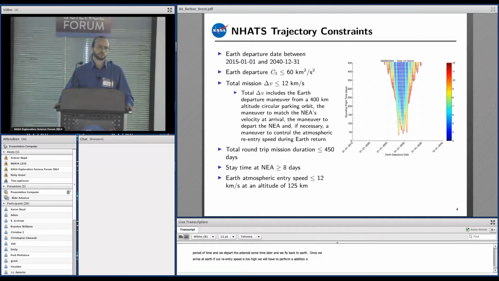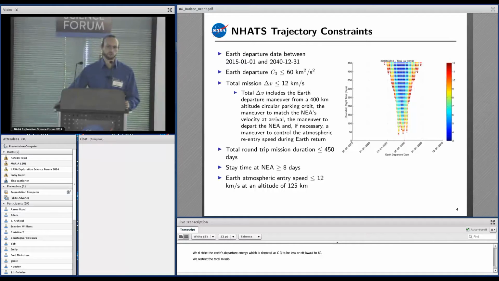So these are the constraints that are applied in the NHATS trajectory processing. I'm going to go over these numbers just to provide us with a background, but we won't really have context for what these numbers mean until a few charts from now. So we consider Earth departure dates between the years 2015 and 2040. We restrict the Earth departure energy, which is denoted commonly as C3, to be less than or equal to 60 kilometers squared per second squared. We restrict the total mission delta V to be 12 kilometers per second or less.